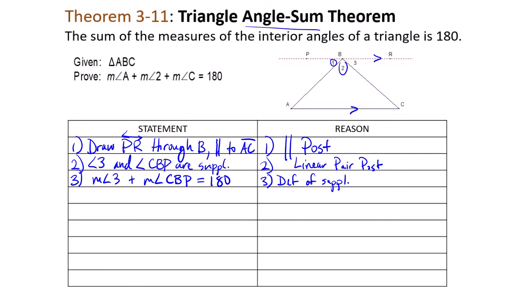angle 1 plus angle 2 equals angle CBP, right? So basically, I want to be able to kind of break this up and get them in terms of angle 1 and 2. So we can use the angle addition postulate, right, to say that the measure of angle 1 plus the measure of angle 2 equals the measure of angle CBP. Okay, and we can say that by the angle addition postulate.